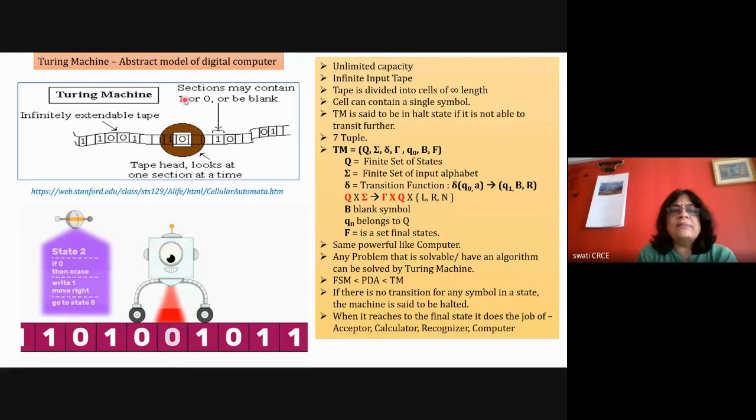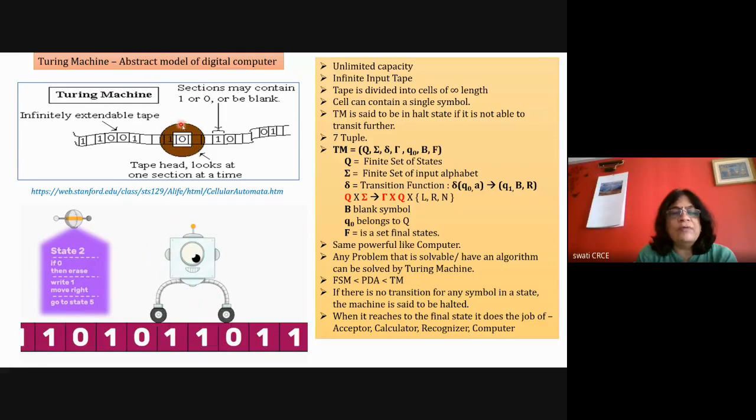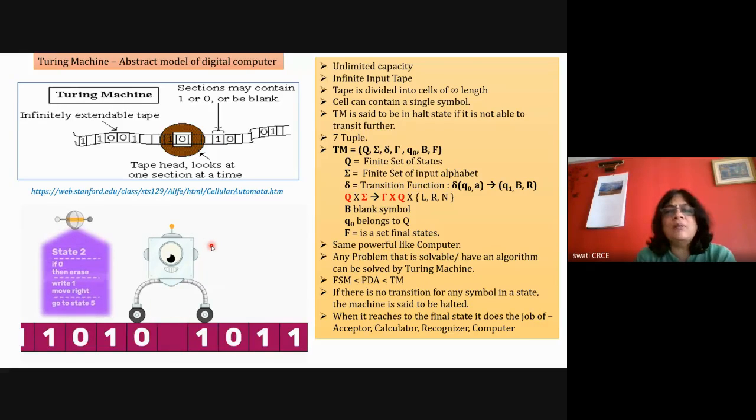It is also called the abstract model of a digital computer, which means it is a mathematical model of a digital computer. Turing machine is a mathematical model of a digital computer, and we see that it is of unlimited capacity. Now these are the features of the Turing machine. Whatever is listed here, this is a diagrammatical representation of the Turing machine, and this is a description of the Turing machine. Turing machine has unlimited capacity.